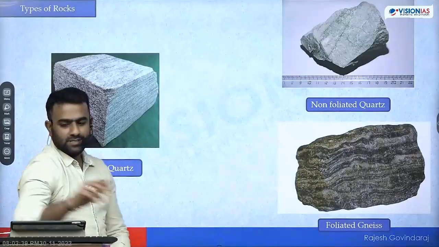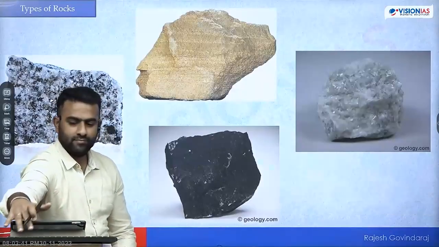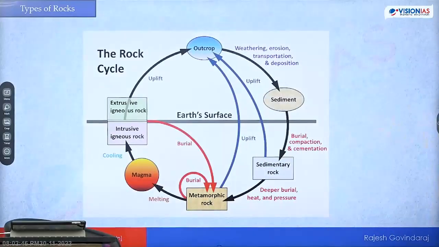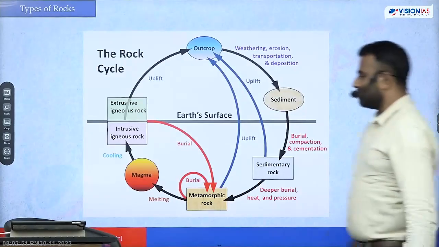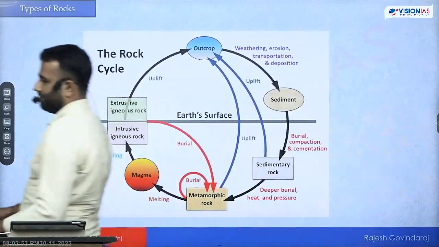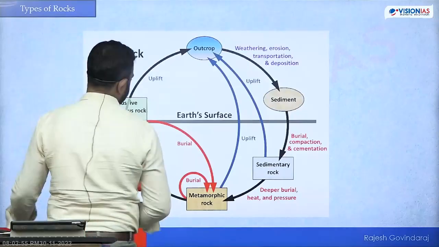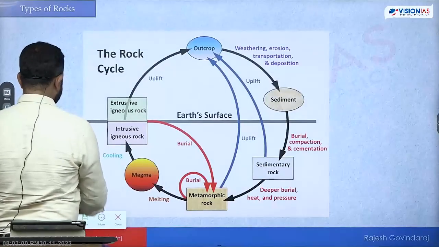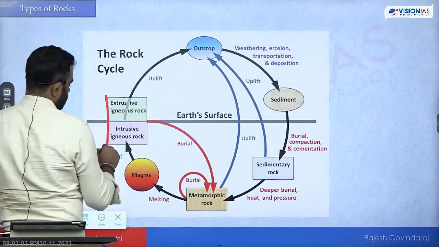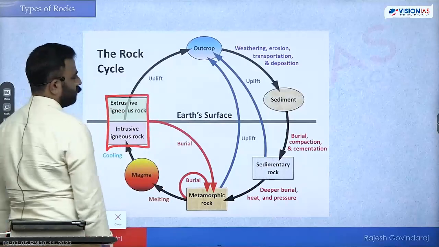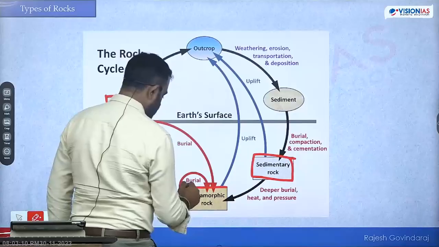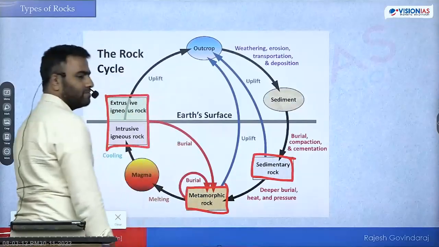The last part is rock cycle. So I told you that an igneous rock is always formed from magma. Right? So we identify three categories of rocks. One is igneous rock. Second one is sedimentary rock. Third one is metamorphic rock. We have three types of rocks.